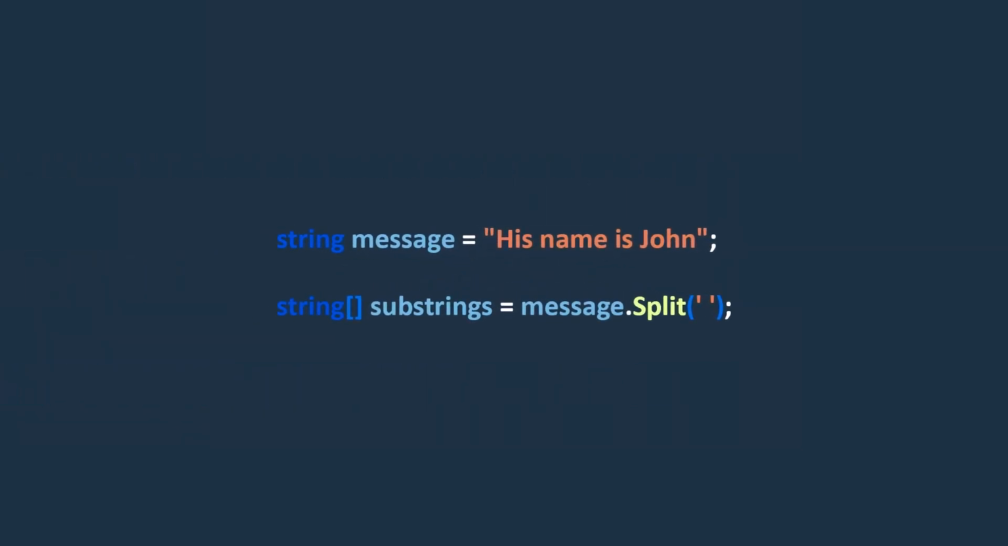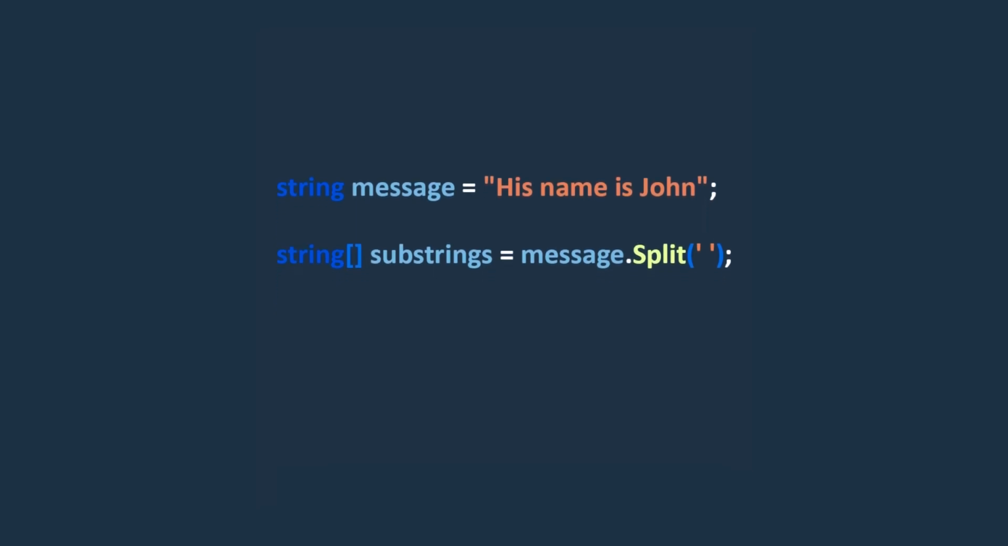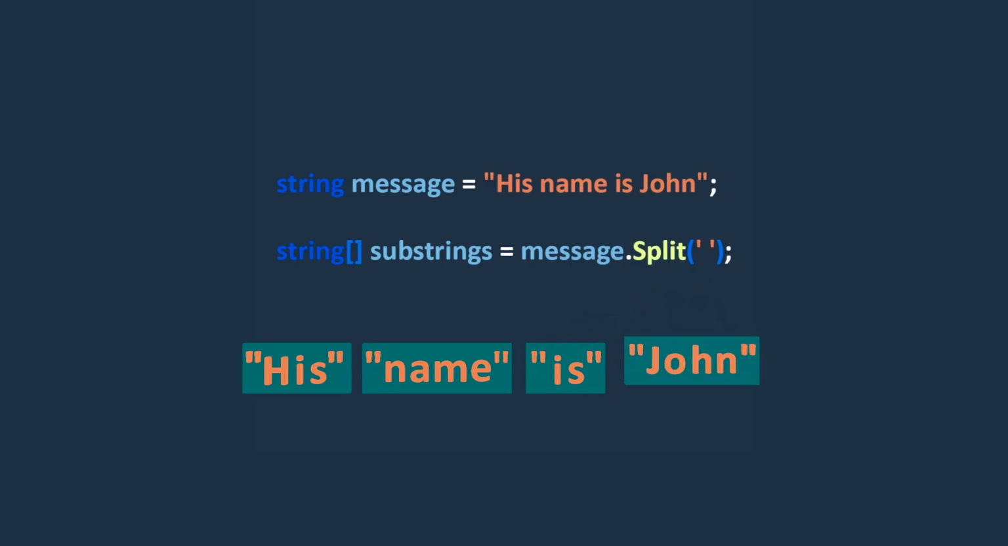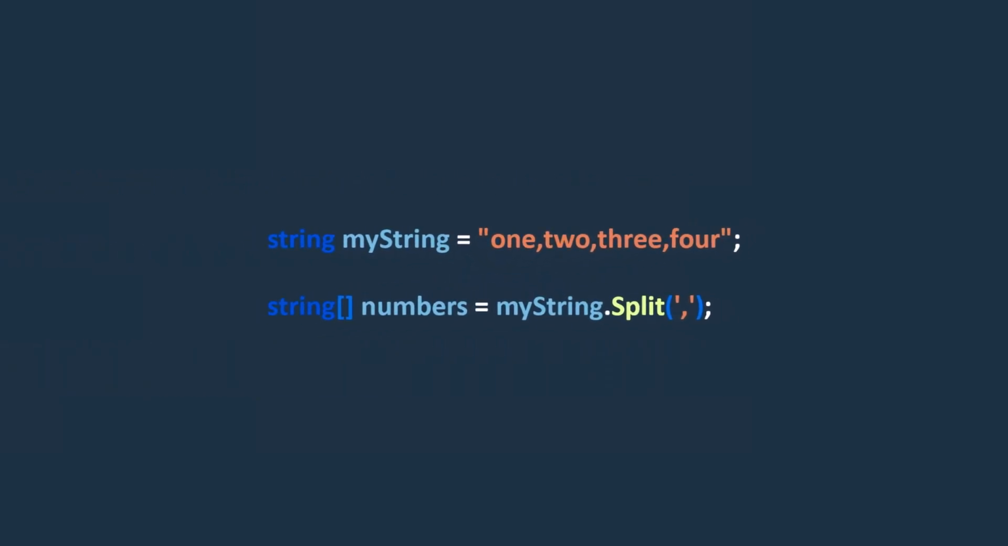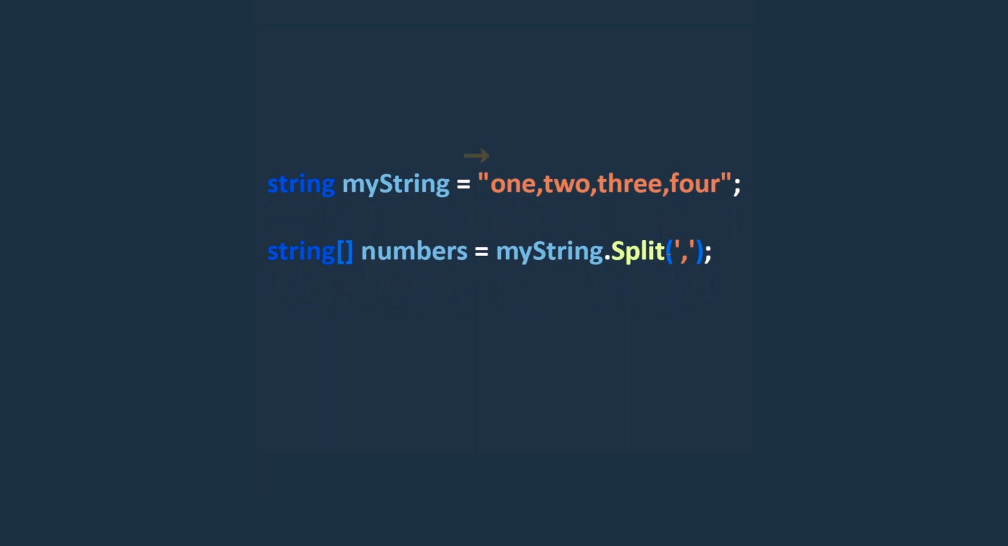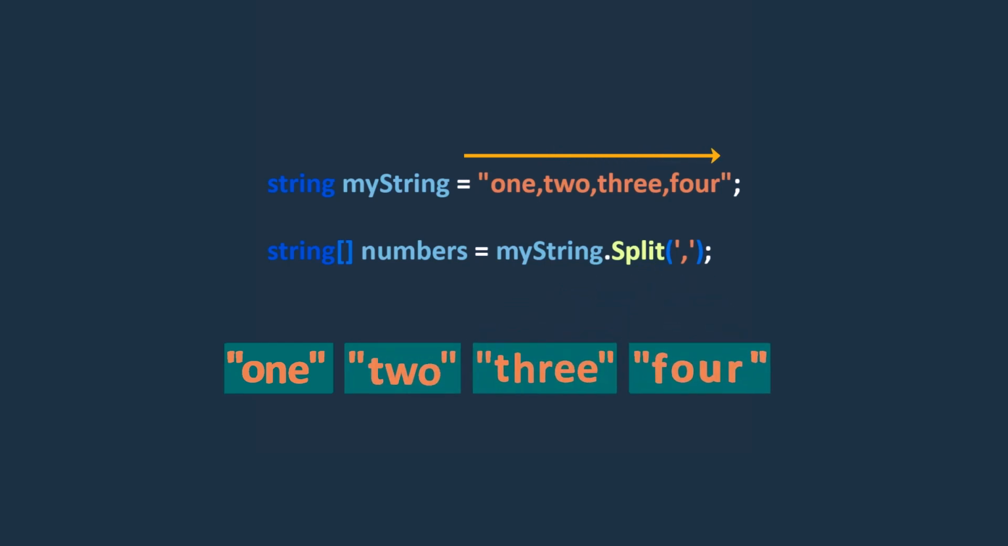For example, here, we split the given string using whitespace as a separator. The resulting array will contain individual words: his, name, is, and John. This is another example where we are using a comma as a delimiter or separator. This method works in such a way that from left to right, wherever it reaches the delimiter, it adds the part of the string that is behind the delimiter as a substring to the array of substrings. The resulting array will be 1, 2, 3, and 4.